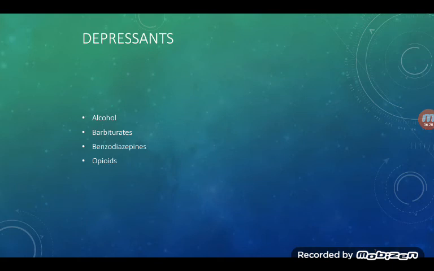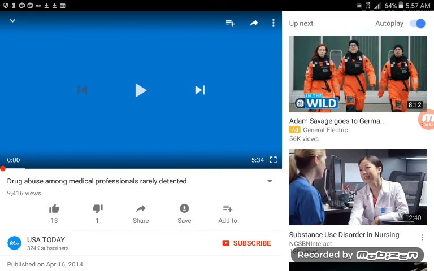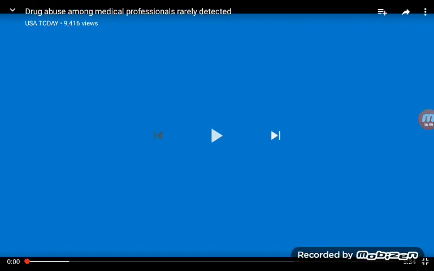Depressants include alcohol, barbiturates, benzodiazepines, and opioids, and overdose with these can result in decreased respirations, which is the biggest one. Other drugs of abuse include cannabis, psychedelic drugs, and inhalants. Cannabis has been becoming more and more of a problem. So we do look at how to recognize the impaired health professional, and this is actually a very difficult thing to do because healthcare professionals that can be impaired are often good at hiding what's going on. I'm just going to play this short video.